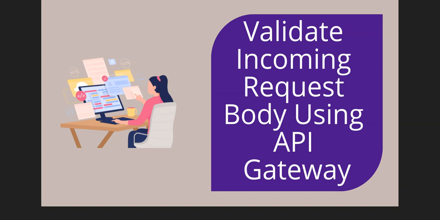So one way to validate is in your Lambda function, you will check if the data is present there or not. But the better way here is you can validate that request body in API gateway itself. And if the request body doesn't conform to a specified structure, your Lambda won't even get executed. So let's see how we can do that.